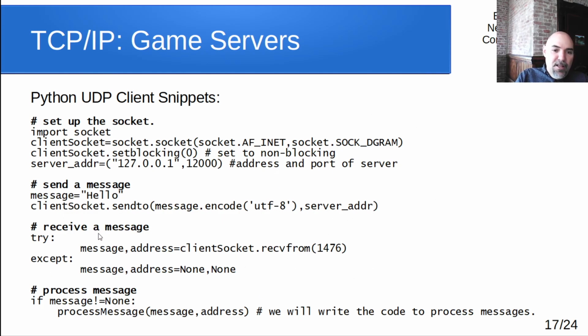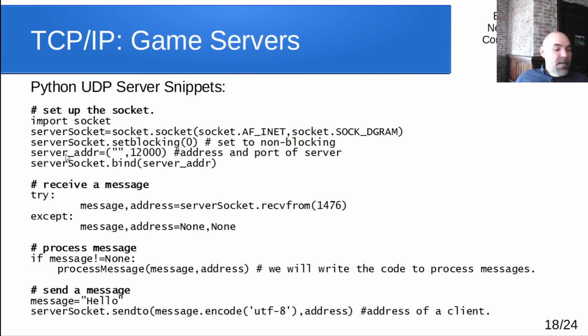But we're going to have this stuff happening in a loop. Whenever we want to send a message, we're going to send it. We're going to check to see if there is a message. If there is one, process it. And then we're going to continue this part of the loop. But the setup of the socket only has to happen once before we get started in our main game loop.